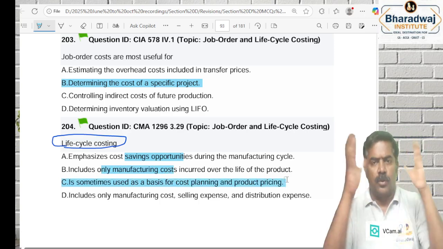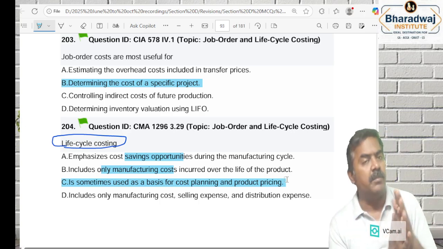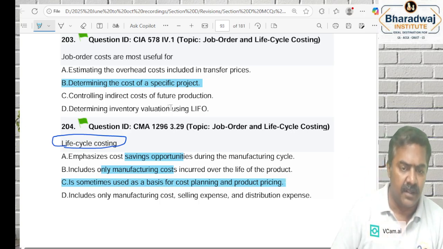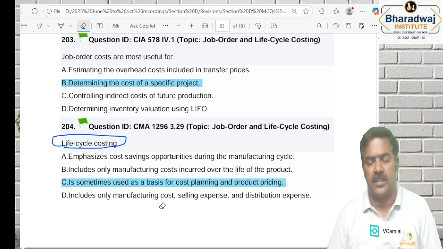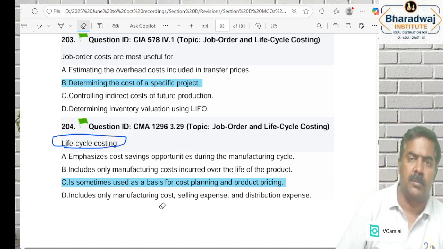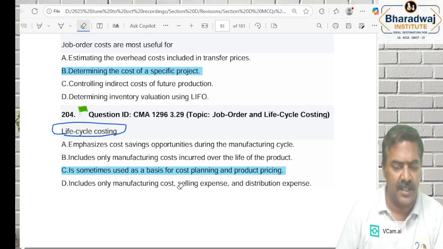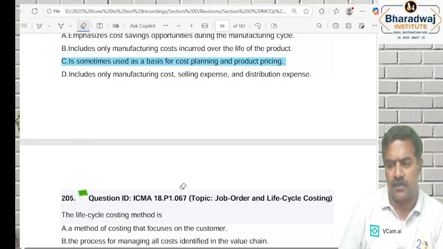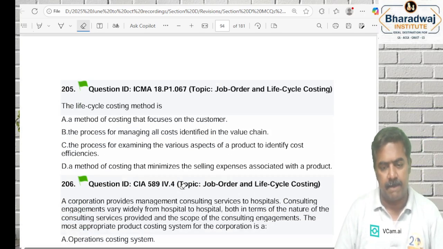We see the total life cycle cost divided by estimated number of units over the life cycle, and based on that we fix the price of the product. Like how much we spend on R&D plus what is going to be the manufacturing cost over 5 years. We accumulate everything divided by total number of estimated units to be produced and sold over the life cycle. So that is used for cost planning and which one? Product planning, product pricing. Life cycle costing.